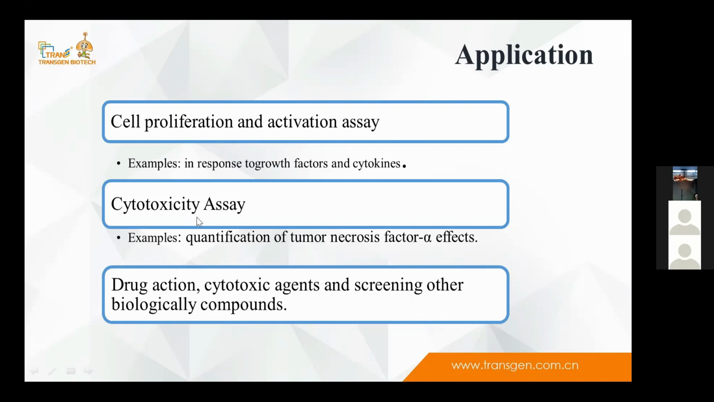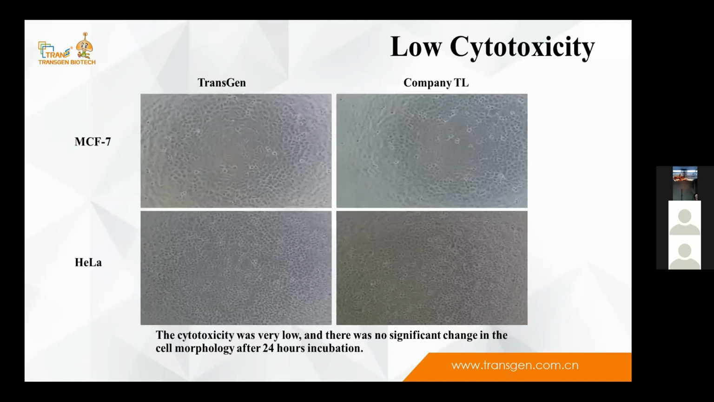It can test tumor necrosis factor alpha effects, and can also be used for drug actions and drug screening for biological components in the systems. And our reagent shows very low cytotoxicity in the whole system. Compared with other companies' reagents, after 24 hours of incubation, the image shows no significant change.